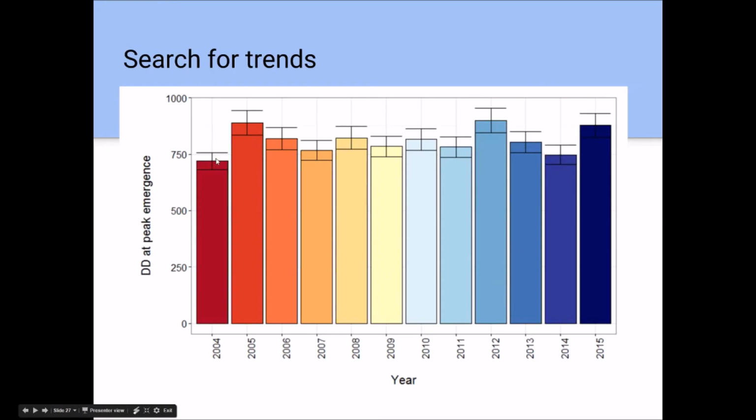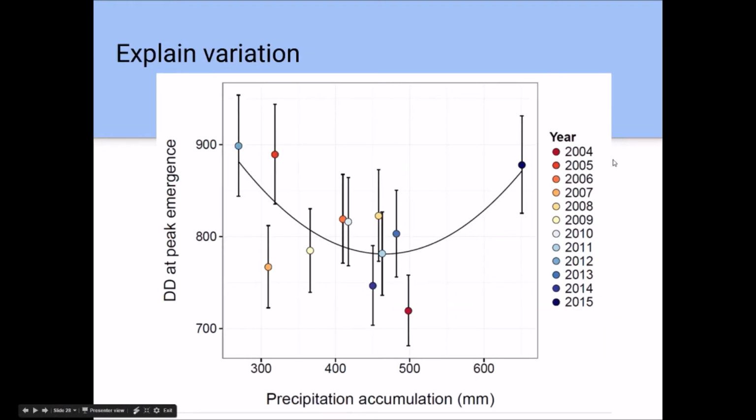And so this is the variation in peak emergence by degree days. And so you can see there's still a fair bit of variation that we haven't accounted for. And so we decided to look at that a variety of ways through a whole bunch of different environmental conditions. And what we found was this.